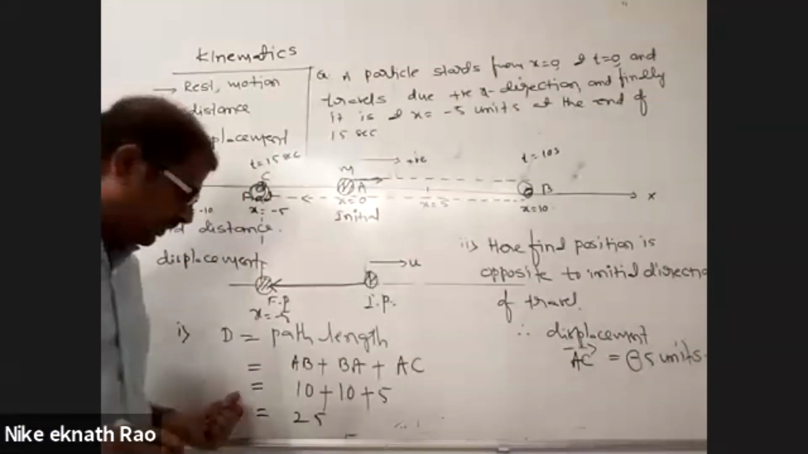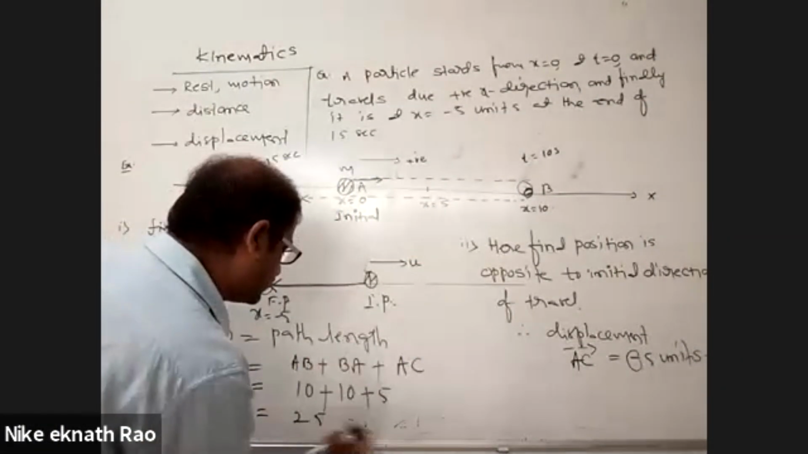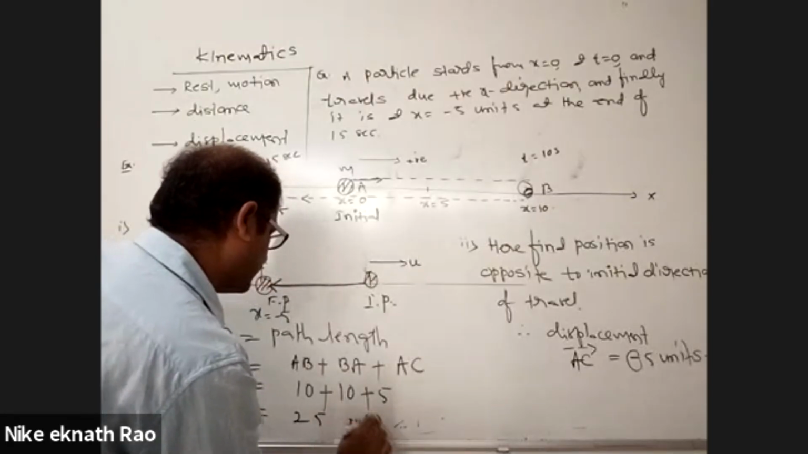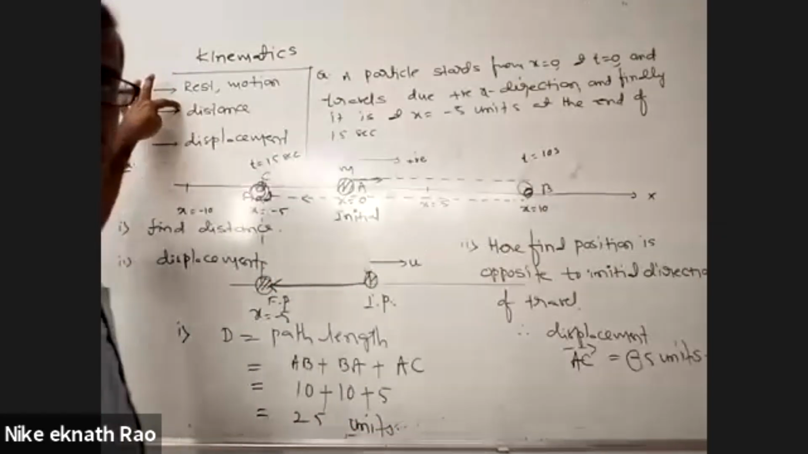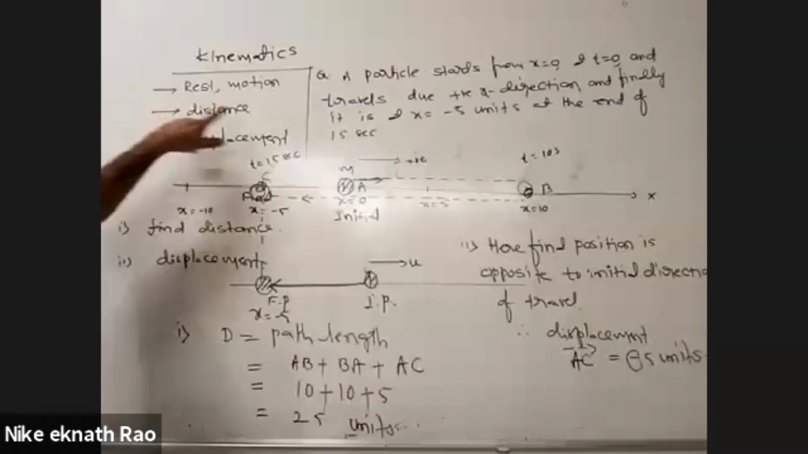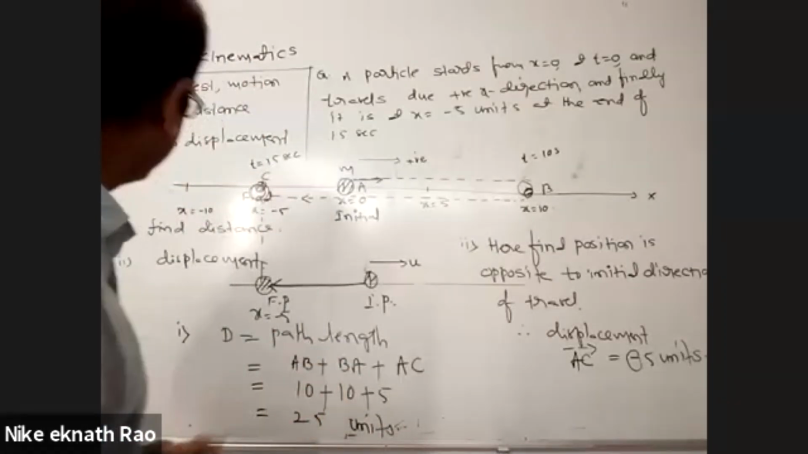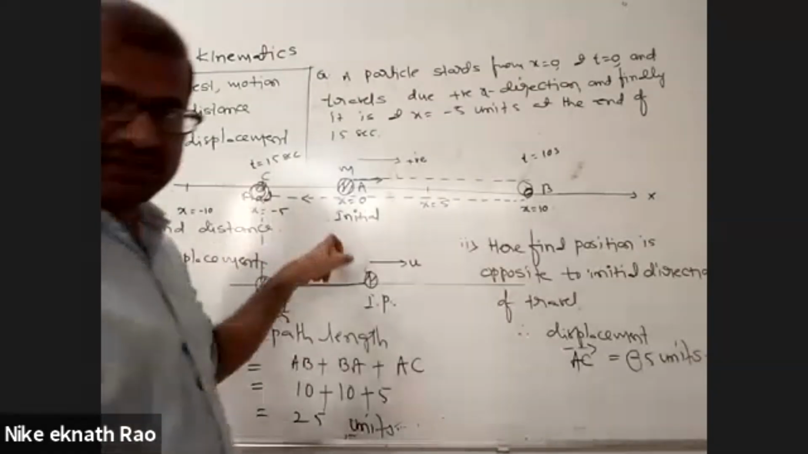Distance can never be negative. So you can write down now: the distance is 25 meters, or 25 units. Distance is the path; displacement is the directed line segment joining the initial point to the final point along the shortest possible path, as you have seen. And yesterday we did a few numericals.